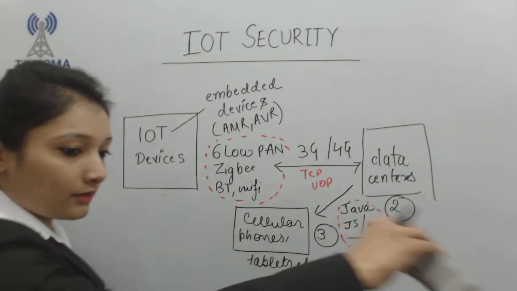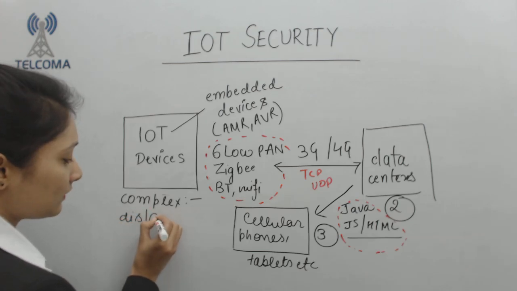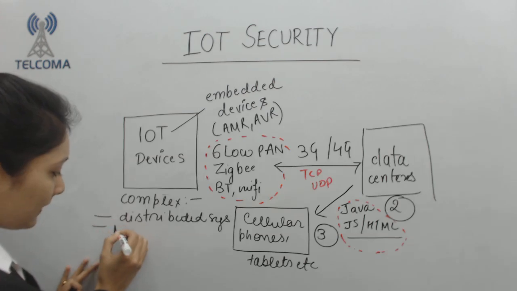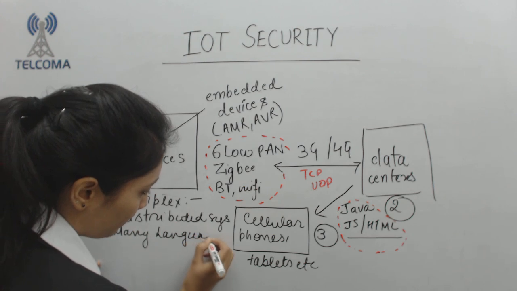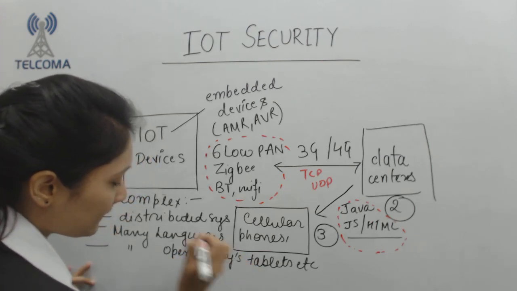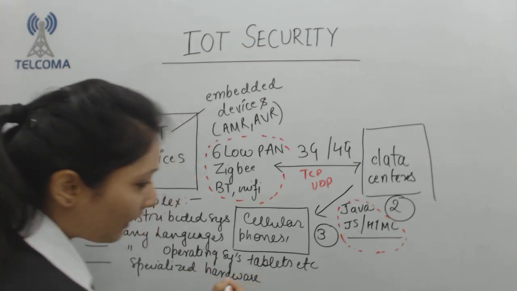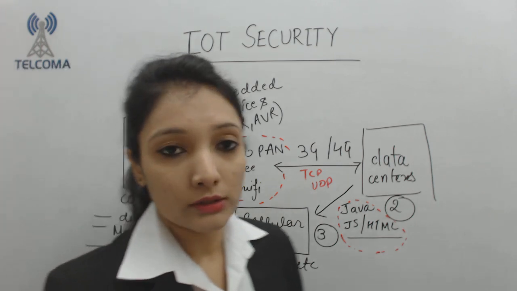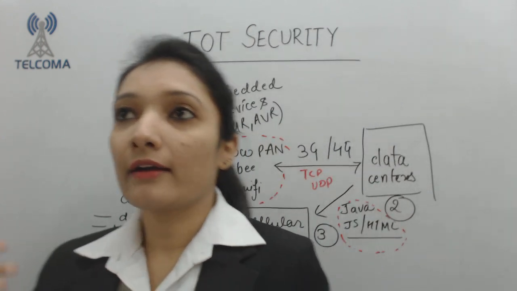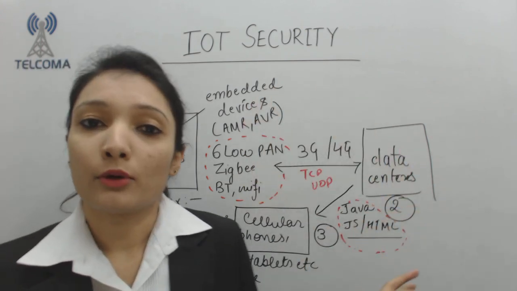So IoT security is complex because it is a distributed system, first of all. Then we have many execution languages, many operating systems, and specialized hardware. Above all this, we have to secure this environment because a lot of valuable information is being exchanged here. That includes personal information and location or presence related information. So security here is not just an add-on, but an integral part of the system.